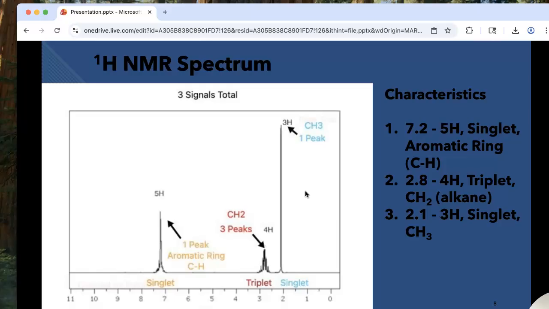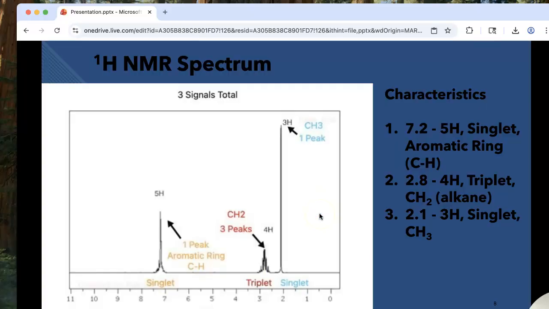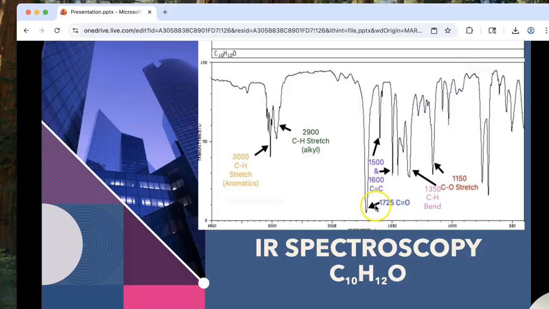Okay, so based on all of the information from all of these diagrams, the proposed structure that I came to the conclusion of, from C10H12O, was 4-phenyl-2-butanone, otherwise known as benzyl acetone. And here we have the aromatic ring, which came up on each of the spectrums, the IR, the 13C, and the 1H spectrum. Here's the C=O bond that came up. I'll go back early on here.